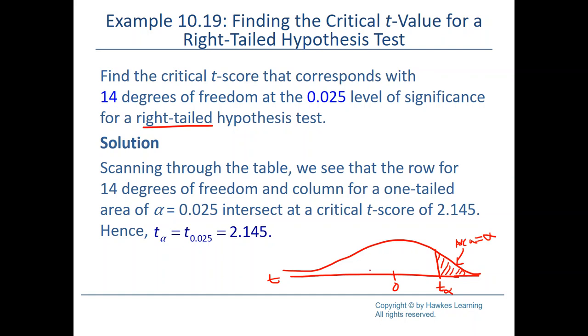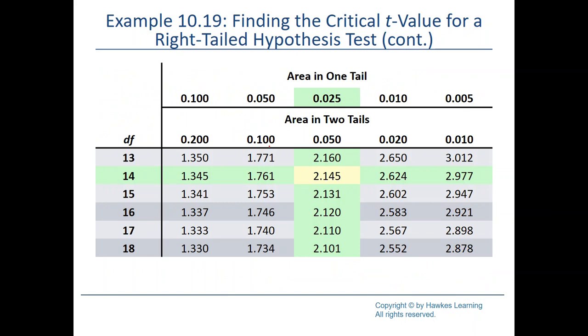Now, the nice part about the table is that the table always gives the area to the right. So in our case, when we look at the table, I knew it was a one tail. This was the area of the one tail. This was my degrees of freedom. Where do they cross? And this will be my critical t value that I need.